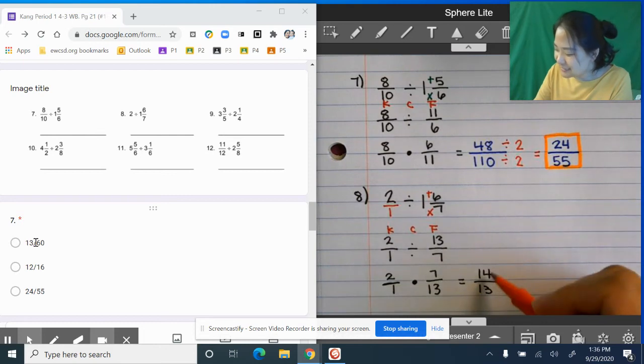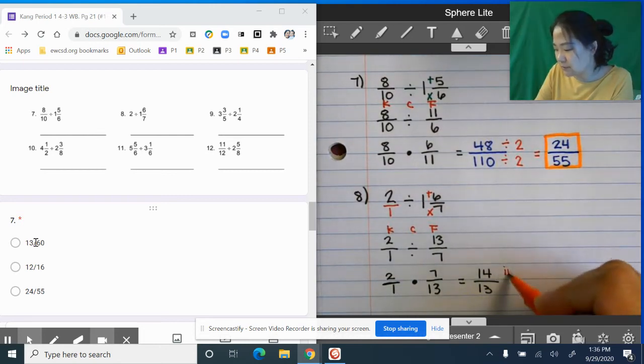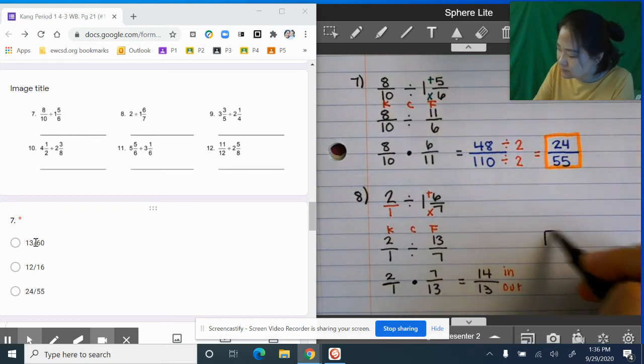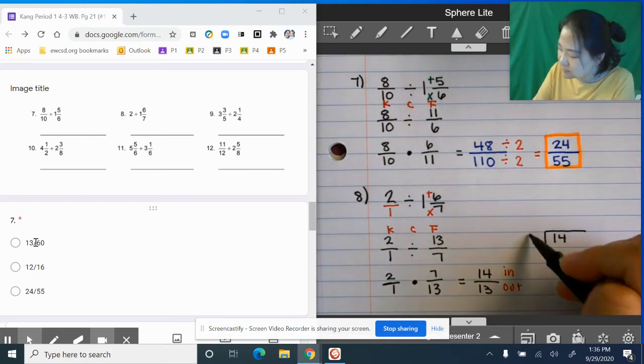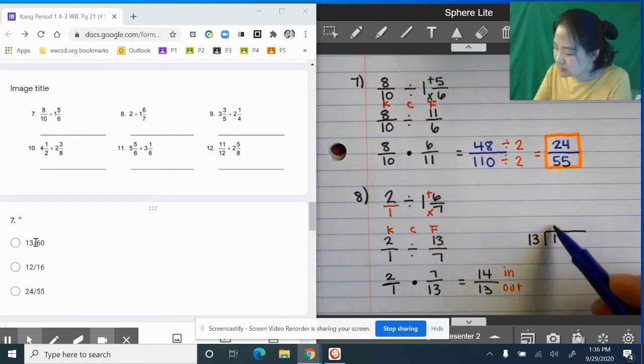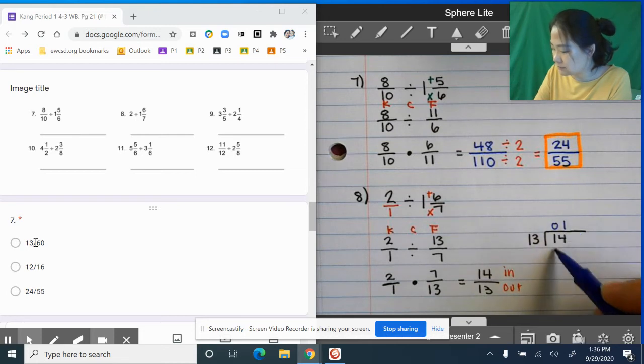Now, there's nothing to reduce, okay? There's no common factor. However, it's an improper fraction. Your numerator is greater than the denominator. So I'm going to do in and out. 14 in, 13 out. 13 goes into 1 0 times. 13 goes into 14 1 time with the remainder 1.